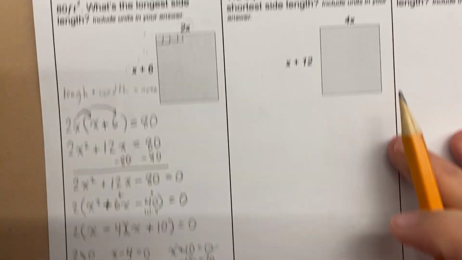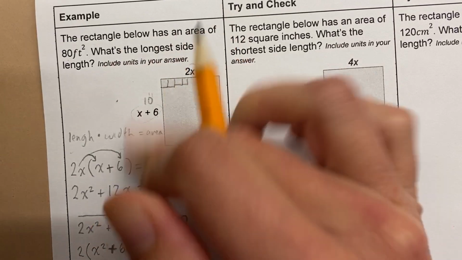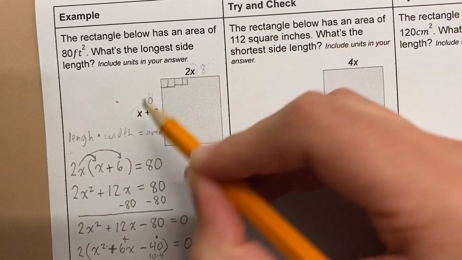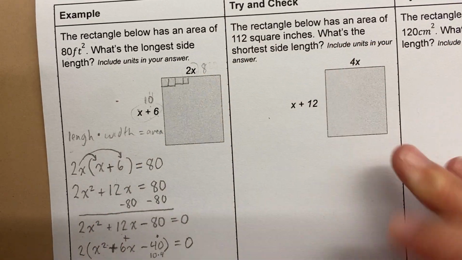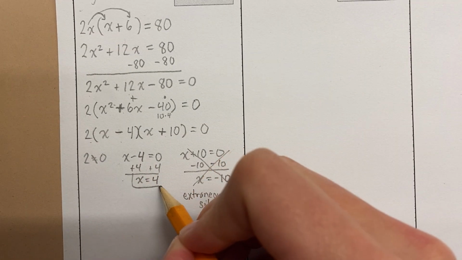So let's try this 4. Look, x plus 6, that's 4 plus 6, that's 10. 2 times 4, that's 8. Look, that's 10 times 8. That is an area of 80. That's the solution I want to work with. So this is the one I'm going to move forward with.